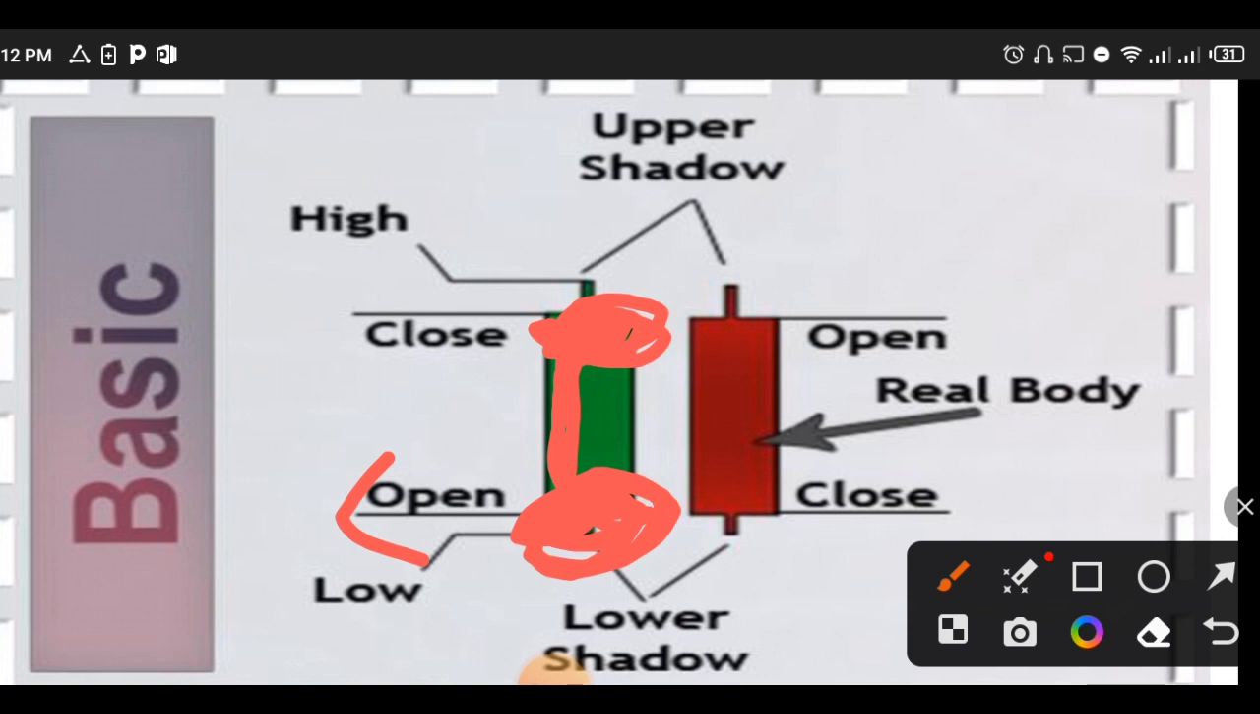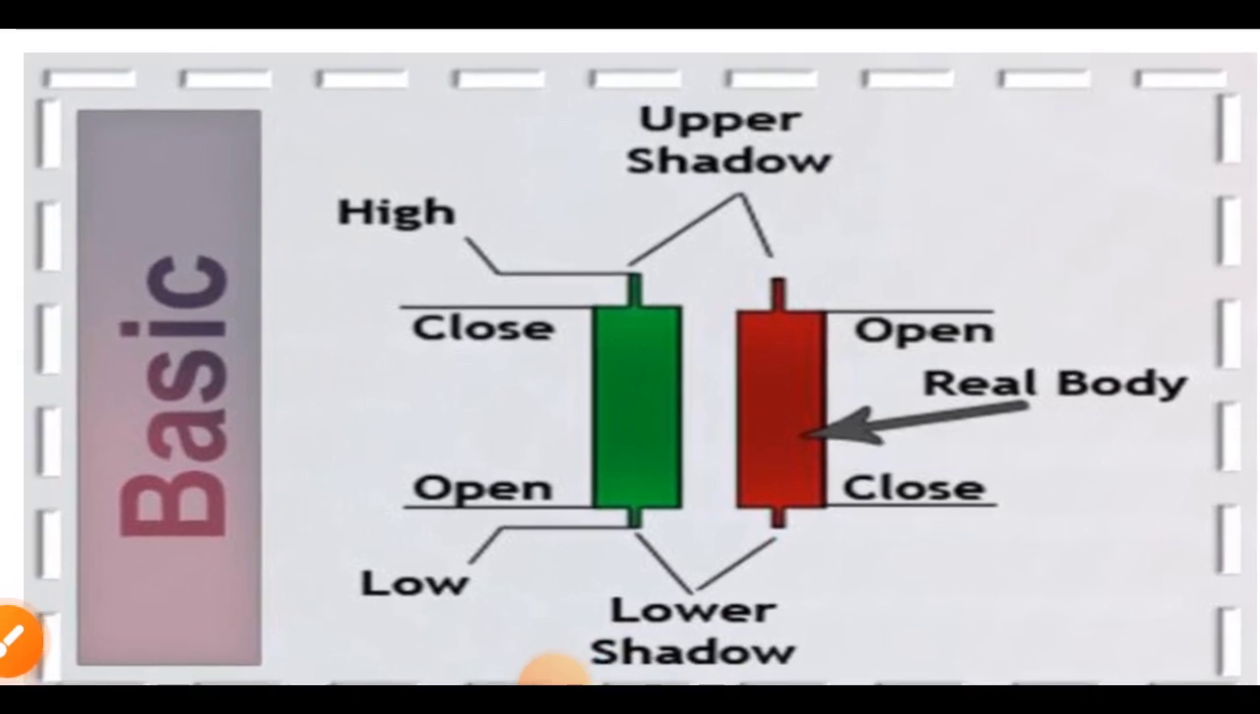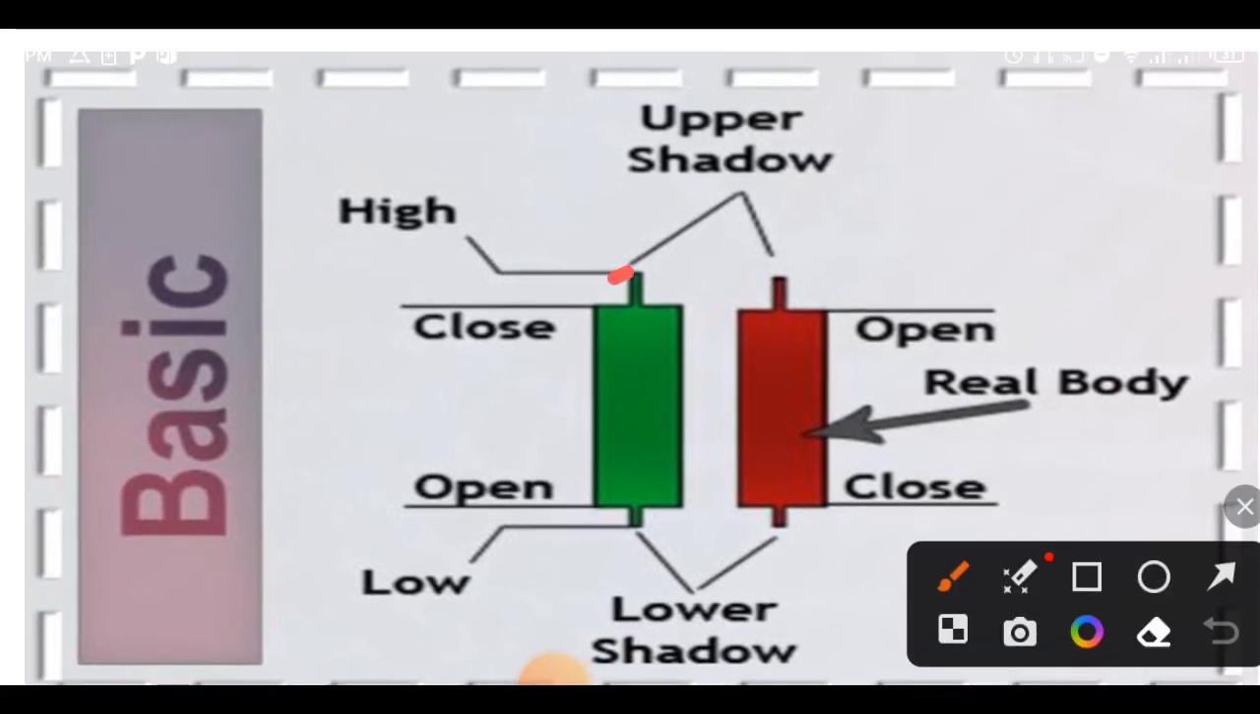And of course, here is our high, and here is our low. That is the wick, our high and our low. And this green part is the body of the candle. This is the body of the candle.